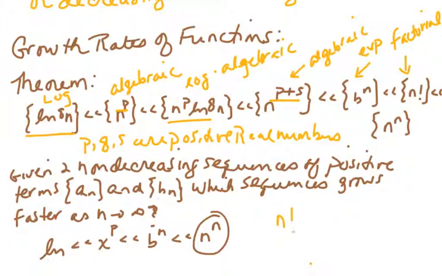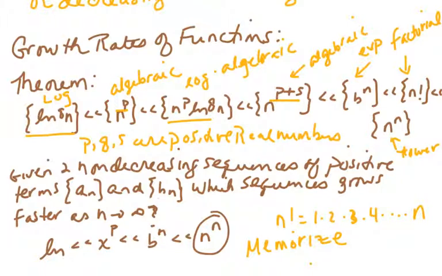And again, your factorial is 1 times 2 times 3 times 4 all the way up to n. And then here's your tower function. So you can certainly put this on your formula card, but you really do need to memorize it. So you need to have this committed to memory. That indeed your log is slower growing than your algebraic, which is slower growing than your exponential, which is slower growing than your factorial, which is slower growing than your tower function. And that's a wrap up.